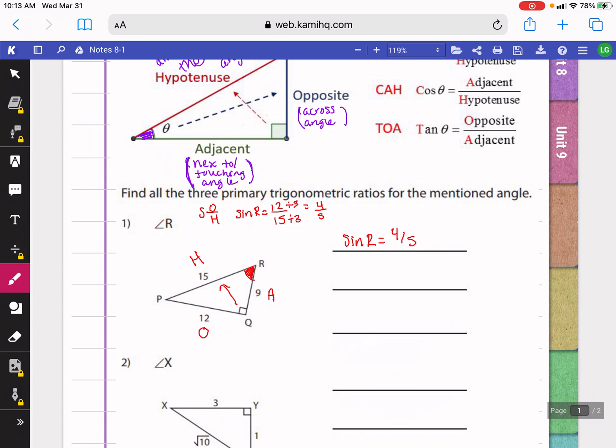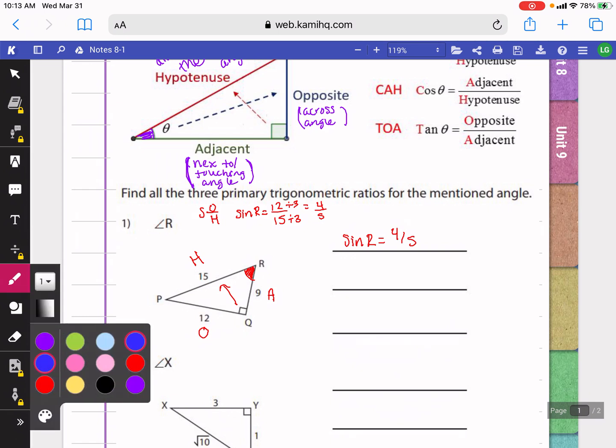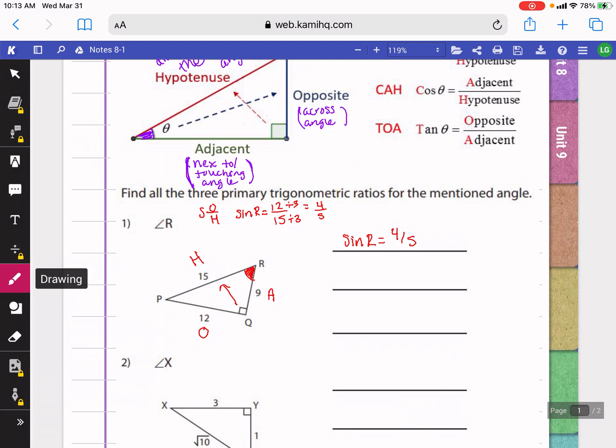Now, I'm going to continue. This time I'm going to find cos. So for cos, we're using CAH. And I write it as a fraction just to remember where things go. So cos of angle R is equal to A over H. A is 9 and H is 15. Here I can simplify. If I divide by 3, this comes out to 3/5. So cos of angle R is equal to 3/5.